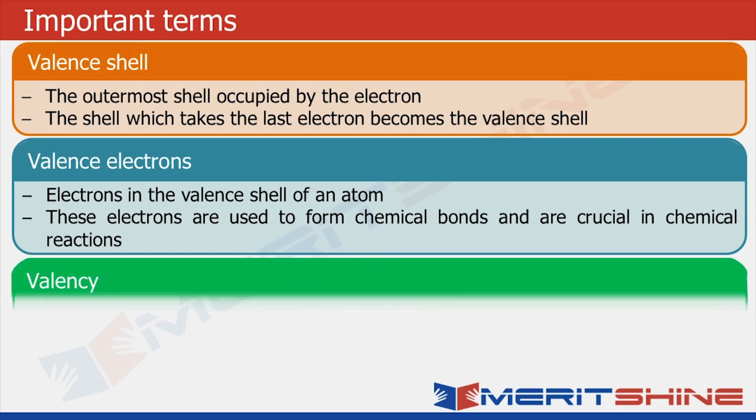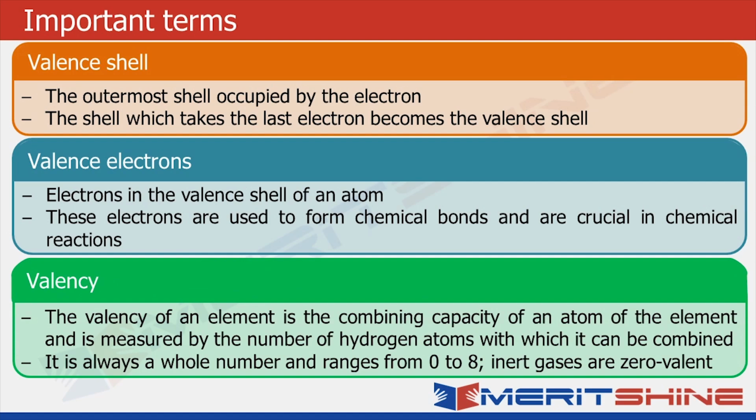And what is valency? It is the combining capacity of an atom of the element, and it is measured by the number of hydrogen atoms with which it can combine. The valencies range between 0 and 8. Helium, argon, neon, etc., the so-called inert or noble gases, have no combining capacity and hence they are regarded as zero valent elements. Valency is always a whole number.